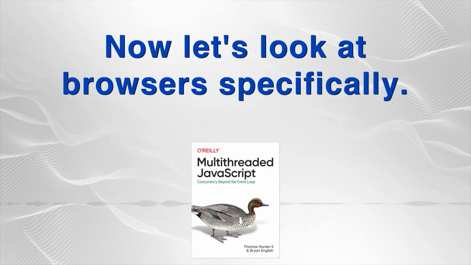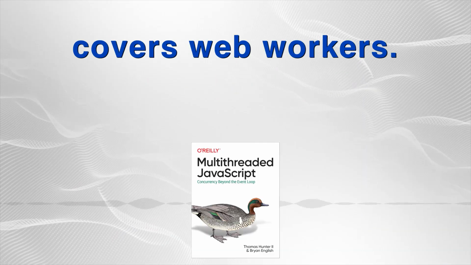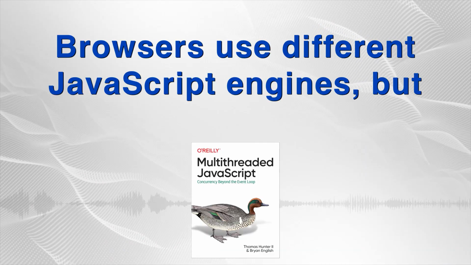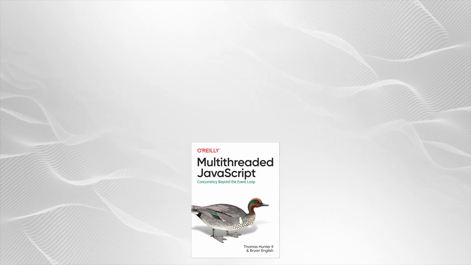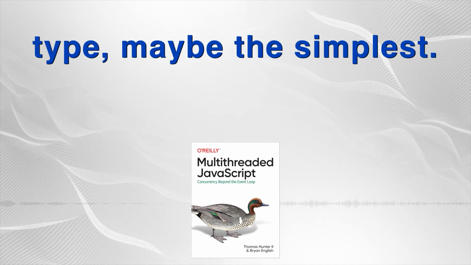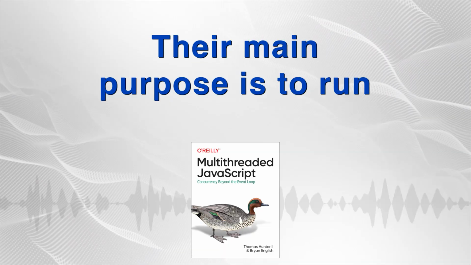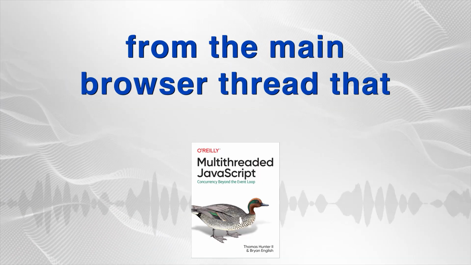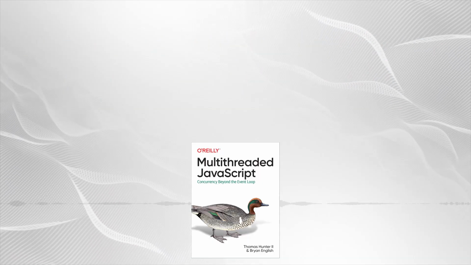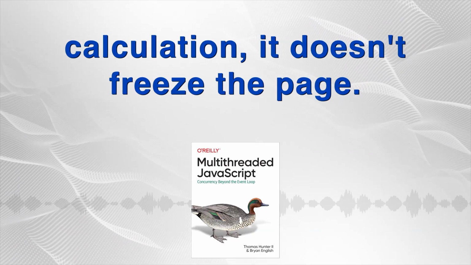Now, let's look at browsers specifically. Chapter 2 in the source material covers web workers. Browsers use different JavaScript engines, but they all provide ways to use threads. Dedicated workers are the most common type, maybe the simplest. What's their main job? Their main purpose is to run JavaScript in a separate thread, away from the main browser thread that handles the user interface. This keeps the UI smooth, right? So if you have a long calculation, it doesn't freeze the page.